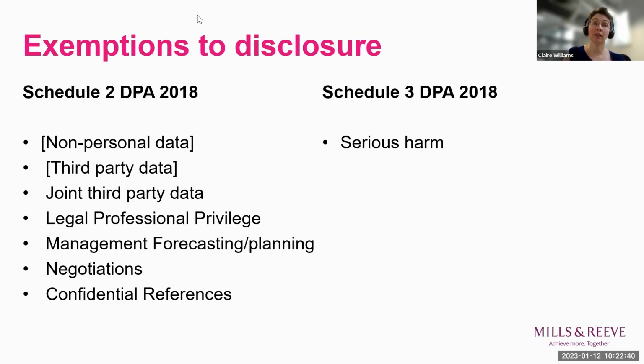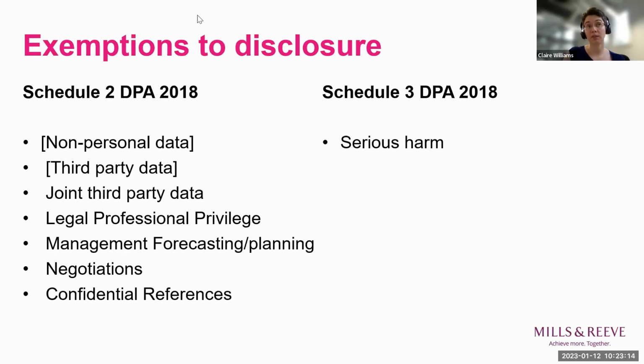Paragraph 23 is the negotiations exemption. Again, Article 15 rights don't apply to personal data that consists of records of the intentions of the data controller in relation to any negotiations with the data subject, to the extent that disclosure of that information would again be likely to prejudice those negotiations. So if you're in settlement negotiations with an exiting employee or with an ex-employee, you don't have to disclose data that sets out your internal negotiation positions, your thinking, and your discussions on it. That would be unfair. You can't be forced to reveal your hand.